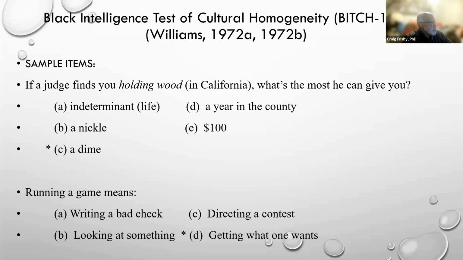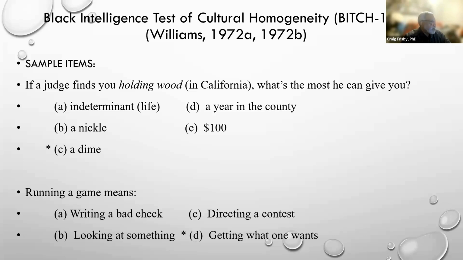So one reads, if a judge finds you holding wood in California, what's the most he can give you? And so many folks, Black or white, wouldn't have the slightest idea what's being talked about here. But this is kind of street slang for basically if you're holding a weapon or something that you're not supposed to, and if you were arrested for it, what would the judge give you? And the right answer is C, a dime, and that's slang for 10 years.